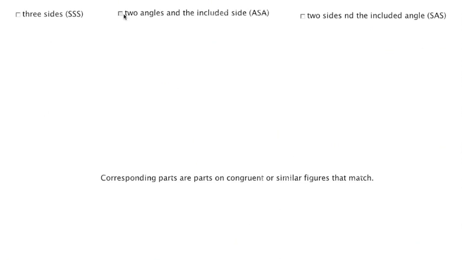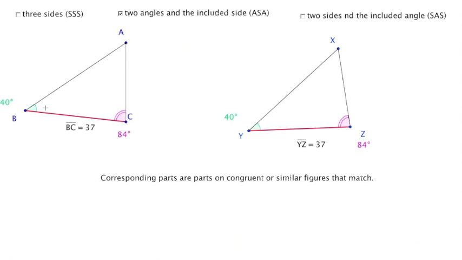For angles, let me go back to this one. Here we have a single arc for our 40-degree angle and a double arc for our 84-degree angle. That double arc will signify congruency as well. Sometimes you'll see a triple arc if you want to signify congruency with all three angles.